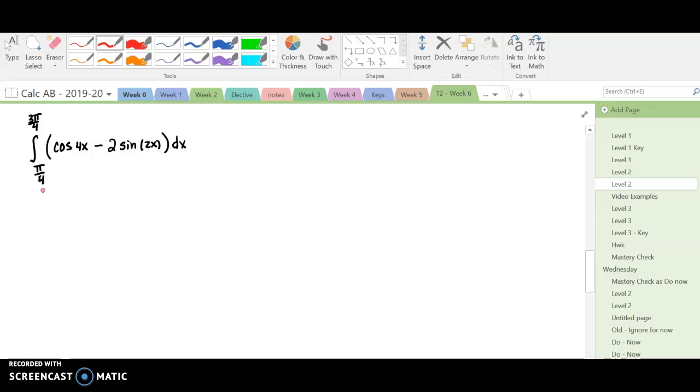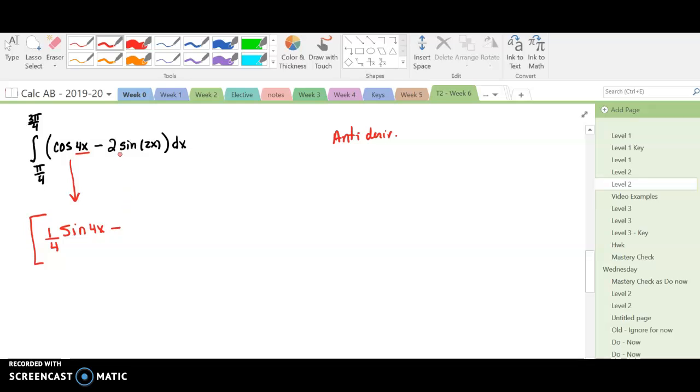In evaluating this definite integral, our first step is always our antiderivatives. So in this case, the derivative of sine is cosine, so the integral of cosine is sine. So we're going to have sine of 4x, but because there's an inner function, we're going to divide that by 4 or multiply it by 1/4.